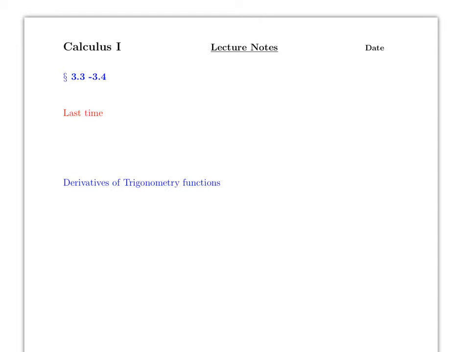Before we start, let me just refresh your memory of what we did last time. Last time we mainly talked about the product rule and also the quotient rule, which we're going to use over and over.